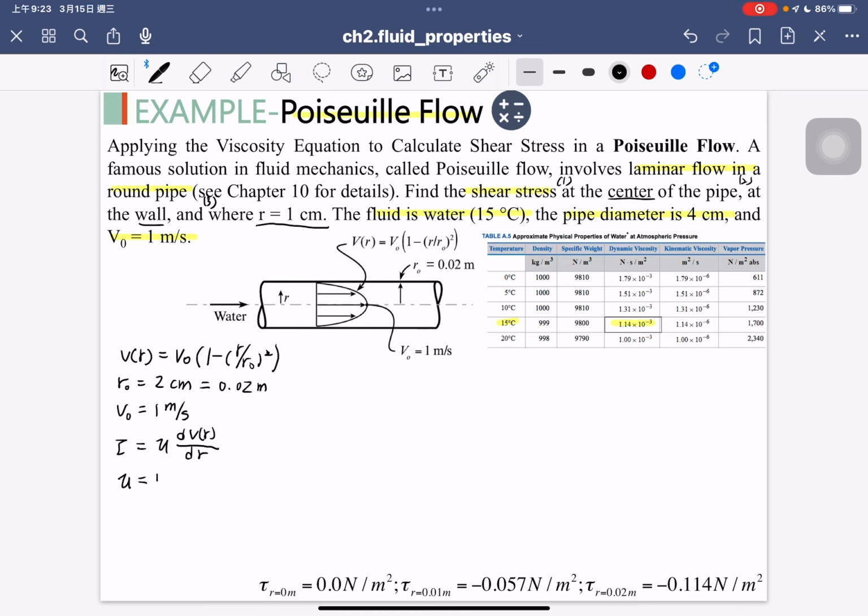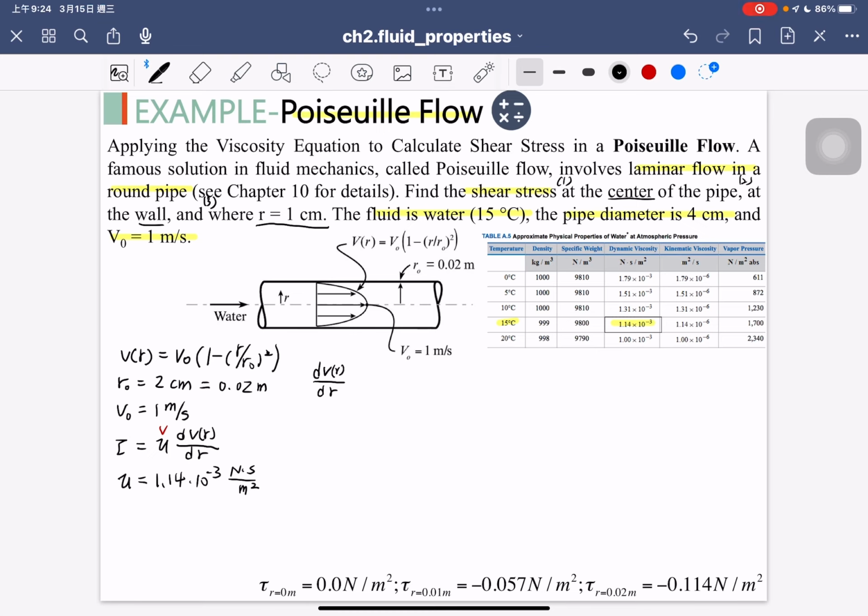So we can write down the number we already have is 1.14 times 10 to the minus 3, and the units are Newton seconds per meter square. Okay, so we got it. We checked from the table, so we know how large the dynamic viscosity is. So second, I will try to calculate the velocity gradient. So I'm trying to do the differential of v with respect to the radius direction.